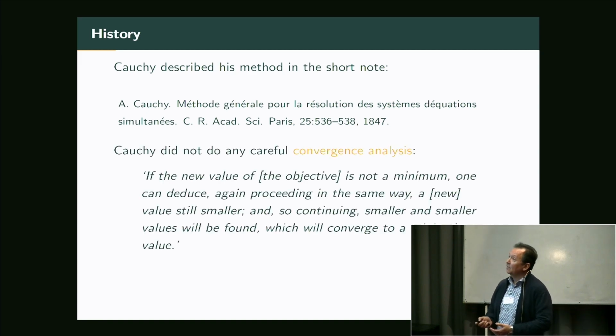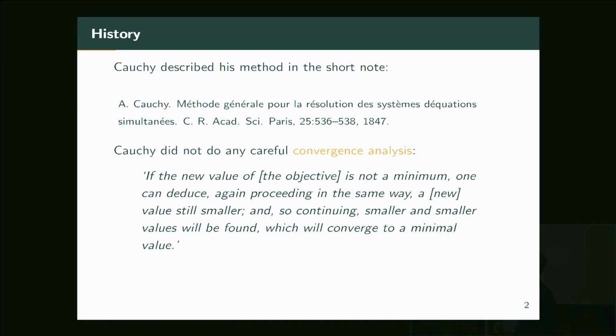And what Cauchy said in his note about the convergence is that the new value of the objective after one step is not the minimum. One can deduce, proceeding in the same way, a new value still smaller. And so continuing, smaller and smaller values will be found, which will converge to a minimum value. So basically all he's saying is that it's a descent method. So the function value will be non-increasing at every step. And it's bounded from below because it's a nonlinear least squares problem. So it will converge to something, but we don't know what. So Cauchy left it there.